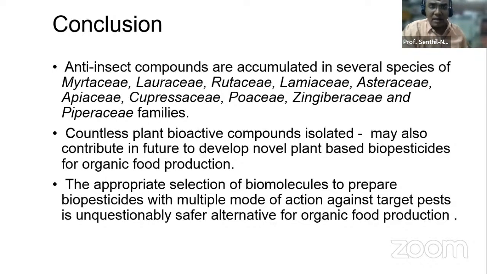And apart from that, countless bioactive compounds have been identified and isolated so far, and a lot of research has been conducted and contributes to the future development of novel plant-based bioinsecticides for organic food production. So the half-life, that means the lifespan, of human beings also tends to increase while you are switching over to biologically originated pesticides. So the appropriate selection of biomolecules to prepare a bioinsecticide with multiple modes of action against the target pest is unquestionably a safer alternative for organic food production.